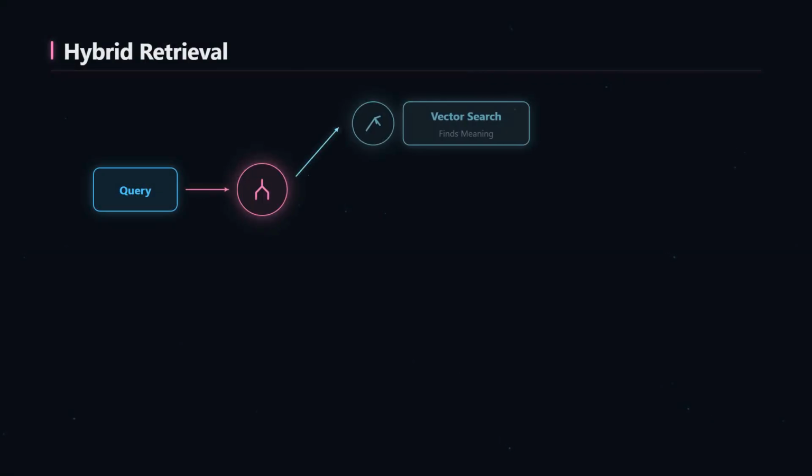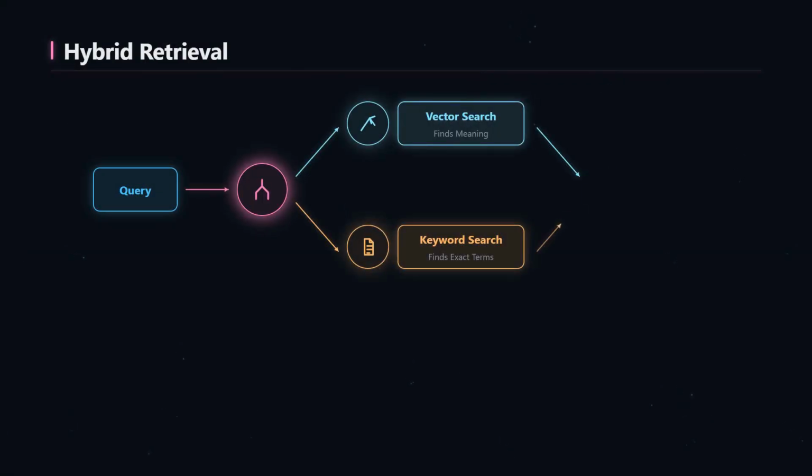Meaning-based vector search can miss exact terms, like a product code or a person's name. So hybrid retrieval runs a classic keyword search, often called BM25, alongside the vector search, then blends both rankings together. You get the best of precision and meaning.